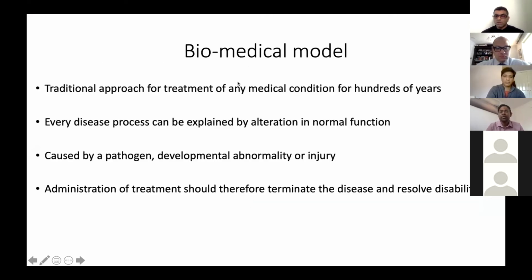So biopsychosocial seems to be a fancy name. What we are doing at the moment is a biomedical model. The biomedical model is a traditional approach for treating any medical condition. In the biomedical approach, every disease process can be explained by an alteration in normal function. Every disease process is caused by a pathogen, an abnormality, or an injury. And when you administer a treatment, it should terminate the disease and resolve the disability. So this is the biomedical model.